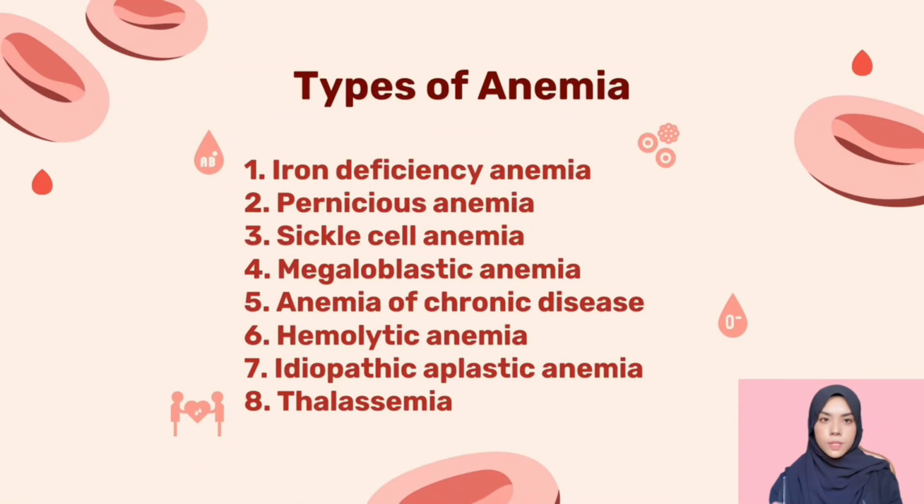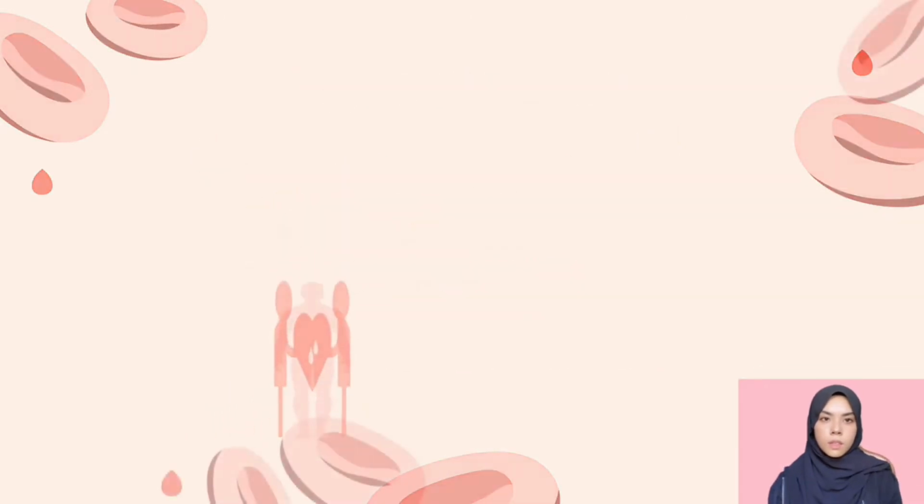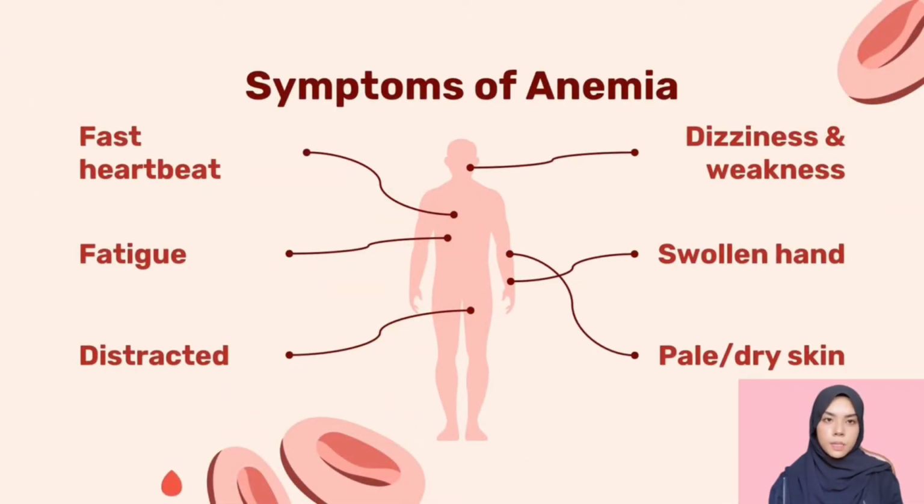As we can see, there are several types of anemia. The first one is iron deficiency anemia, then pernicious anemia, sickle cell anemia, megaloblastic anemia, anemia of chronic disease, hemolytic anemia, idiopathic aplastic anemia, and the last one is thalassemia. For someone who suffers from anemia, they will experience symptoms such as fast heartbeat, fatigue, distraction, weakness and dizziness, swollen hands, and pale or dry skin.